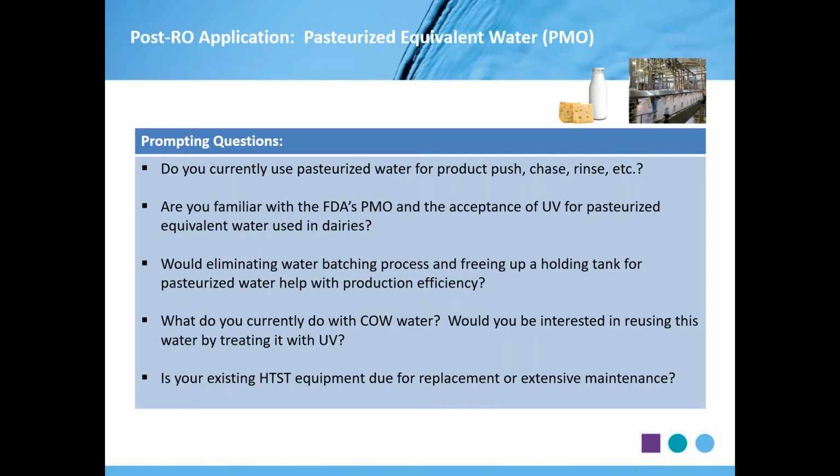And if you are using pasteurization, perhaps the HTST equipment is due for replacement and you're looking for an alternative there. The medium pressure UV could be an excellent option because it does tend to meet that high dose that's required by the FDA's PMO, which is 120 millijoules.